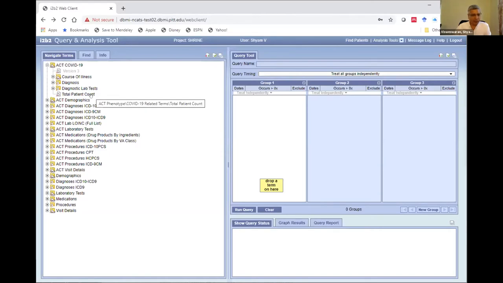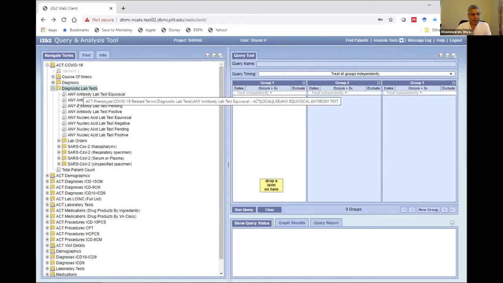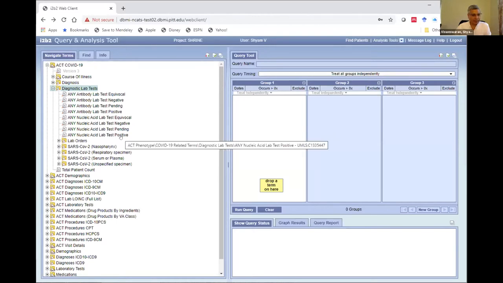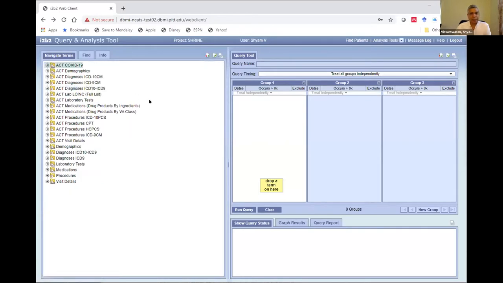So if you want to know what fraction of the patients have had a COVID test, then you would use any lab test, these 8 values, and look for people who had one or more of these values. And that would be the numerator, which tells you that these are the people who have had a COVID test. And then for the denominator, you get the total patient count, which tells you the total number of patients at that particular site. And I think with that, I will stop.